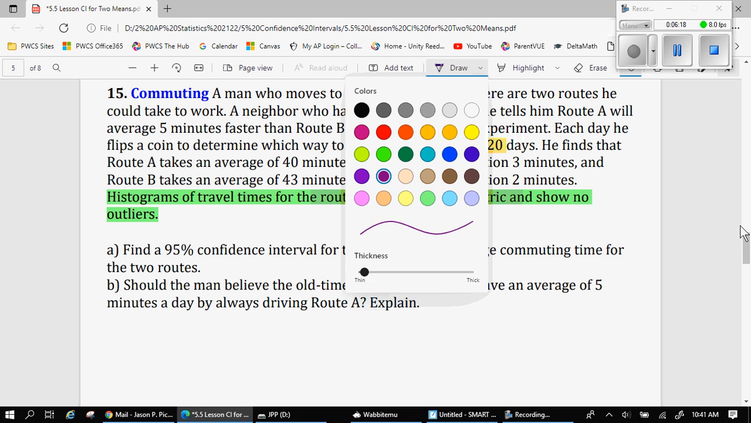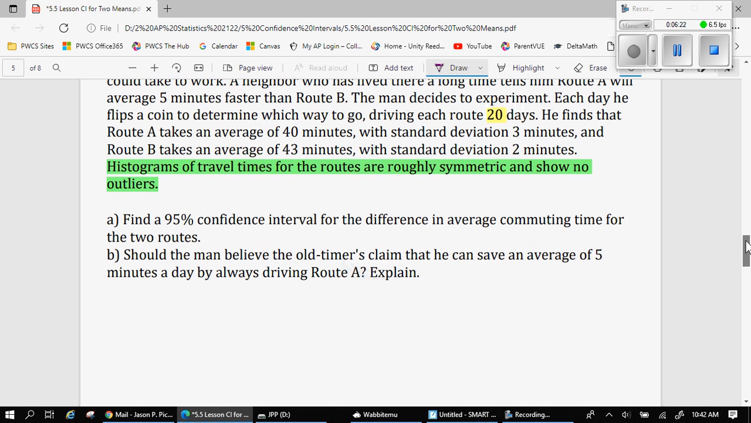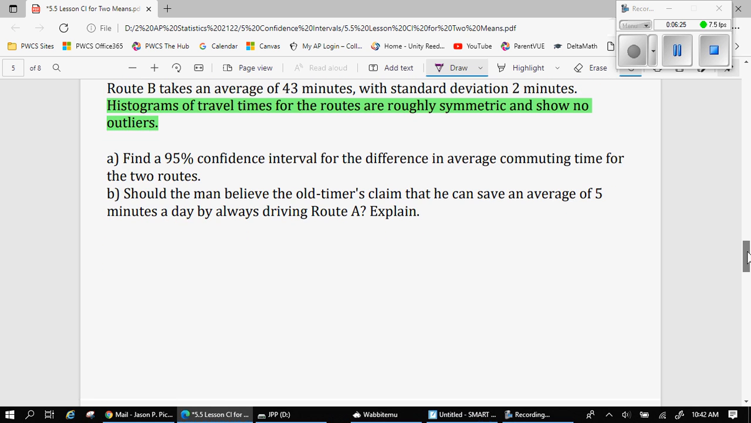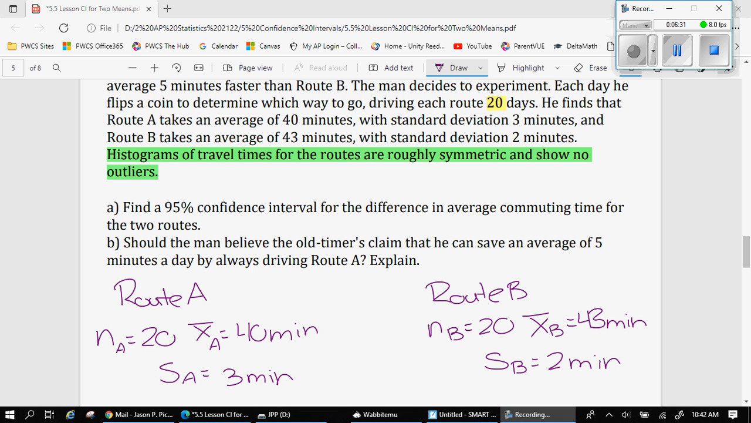And of course, when you're doing this yourself, you're writing all those things out. I'm trying to save us a little time as we discuss this. I can write them out for you in class if you want me to. I always like to document the information I have, so I'm going to go ahead and do that real quick. So we have all the necessary information for both routes.